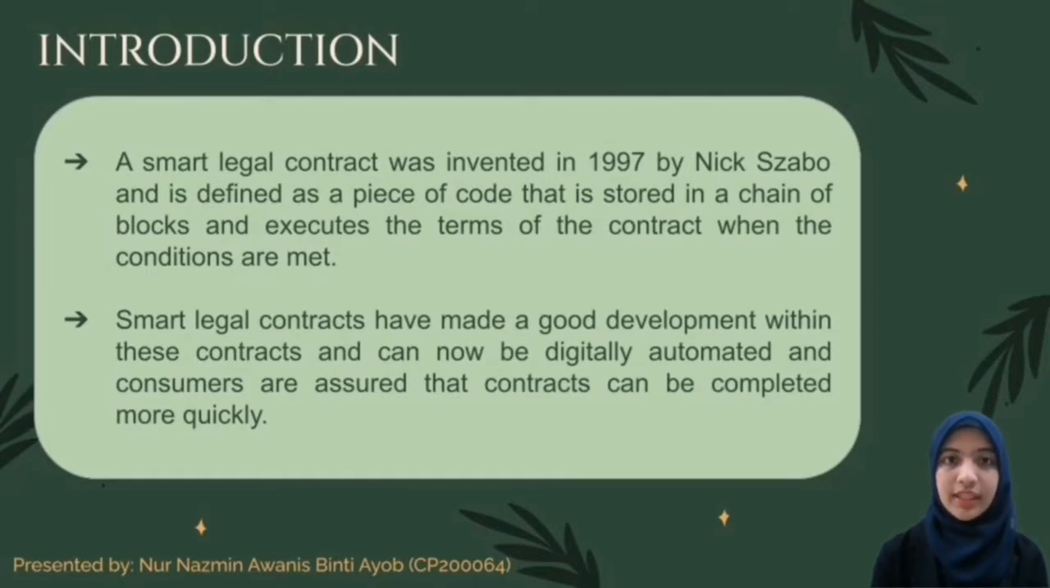For the last point, smart legal contracts have made a good development within these contracts and can now be digitally automated, and consumers are assured that contracts can be completed more quickly. With the existence of smart legal contracts, it will improve business efficiency and predictability and reduce the need for contracting parties to trust one another.